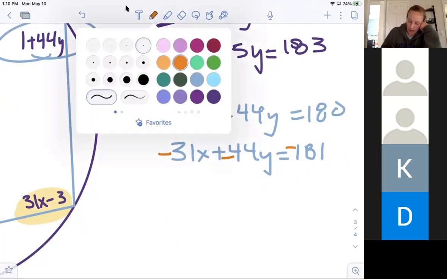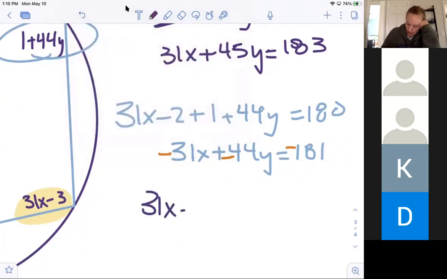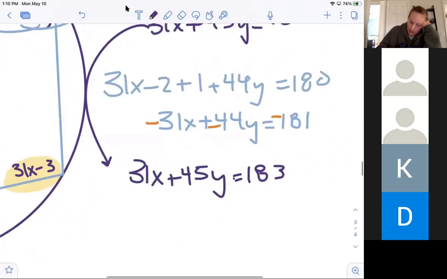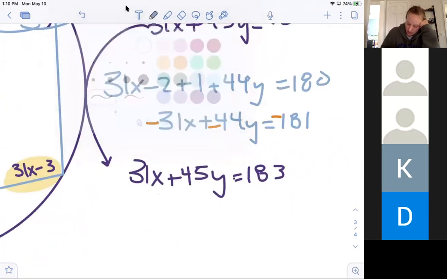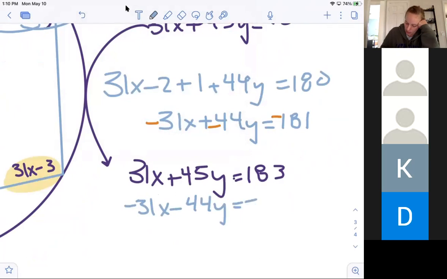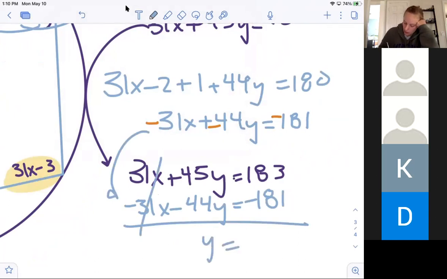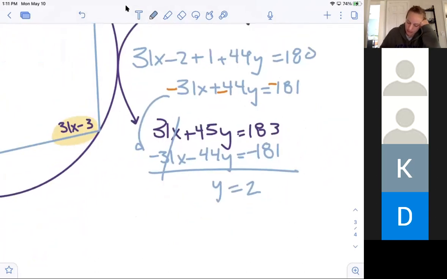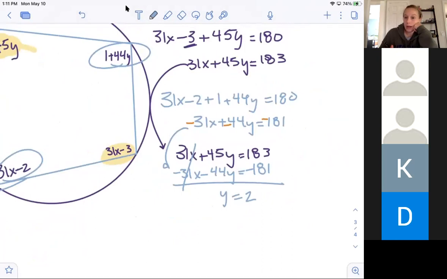So when I rewrite it, I get 31x plus 45y equals 183. Again, I'm just copying this down. I'm going to take the blue equation and copy it down. So minus 31x minus 44y equals negative 181. And I get to combine. So it gets me y equals 2. Oh, that was easy. And then now I can plug it in anywhere.